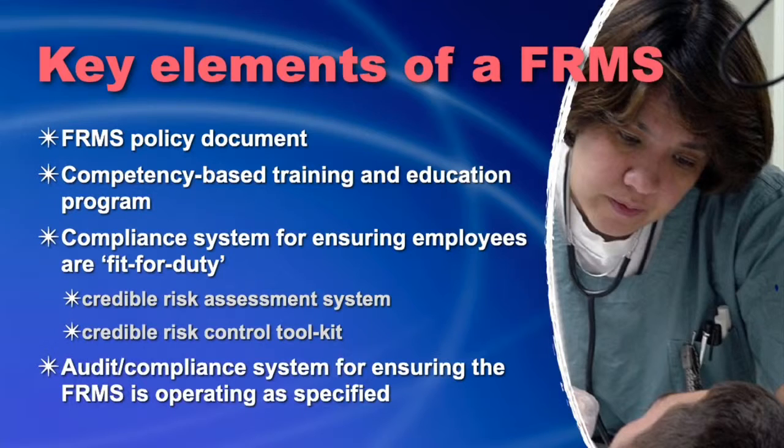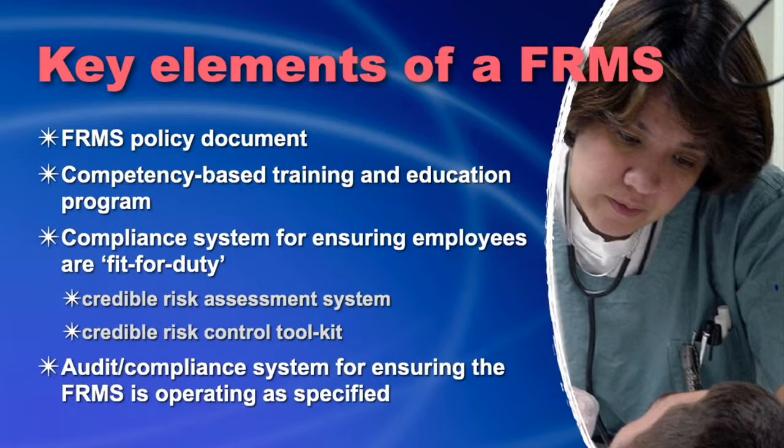The third element of a fatigue risk management system is the compliance system for ensuring that an employee is fit for duty. We're going to spend a lot of time in the rest of the course going through the systems, procedures, policy and practice around that. But there are a number of key points that you need to focus on as you start that journey. The first is, in determining whether somebody is or is not fit for duty, you need a credible risk assessment system. The second is that you need credible risk controls. And you need to make sure that those risk controls are appropriate for your organisation, your staff, and their level of maturity from an occupational health and safety perspective.